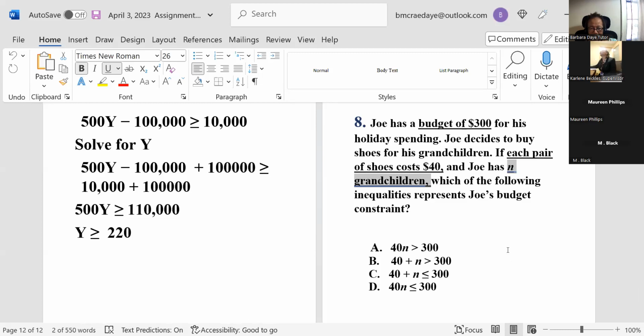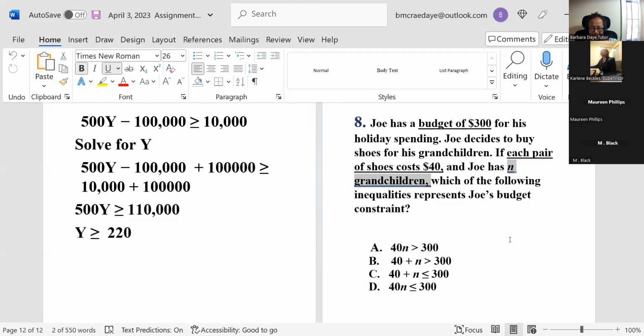Joe is buying shoes for his grandchildren. Each pair of shoes costs 40. So if he has one grandchild, it would be 40 times one. It'd be 40 times n, because n represents his grandchildren. So 40 times n will be less than 300.